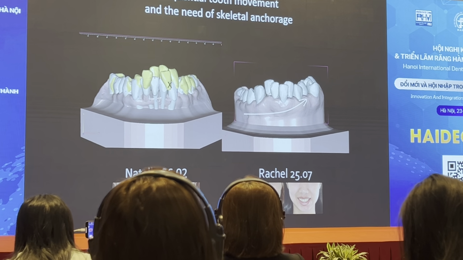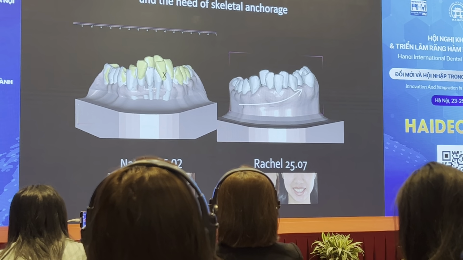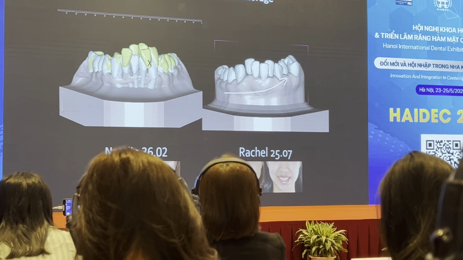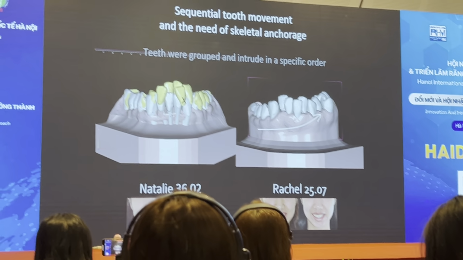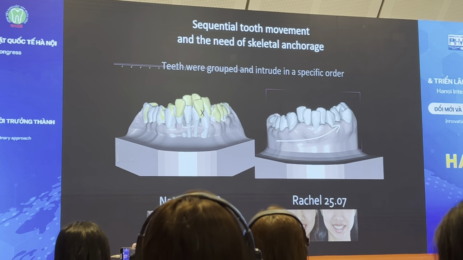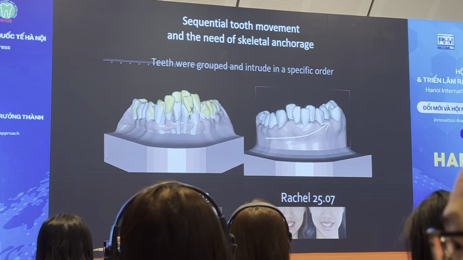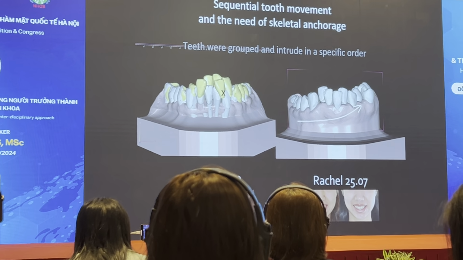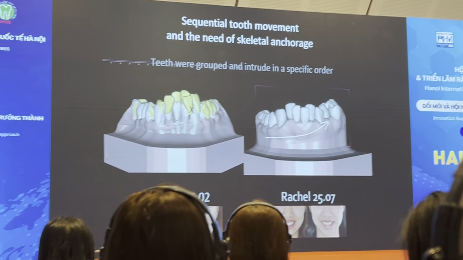Sequential tooth movement was very important in Natalie and Rachel's case, as their lower teeth were over-erupted at different levels. Therefore, they had to be arranged in different groups and intruded in a specific order. Otherwise, the tooth movement would take a longer time and cause more anchorage loss.